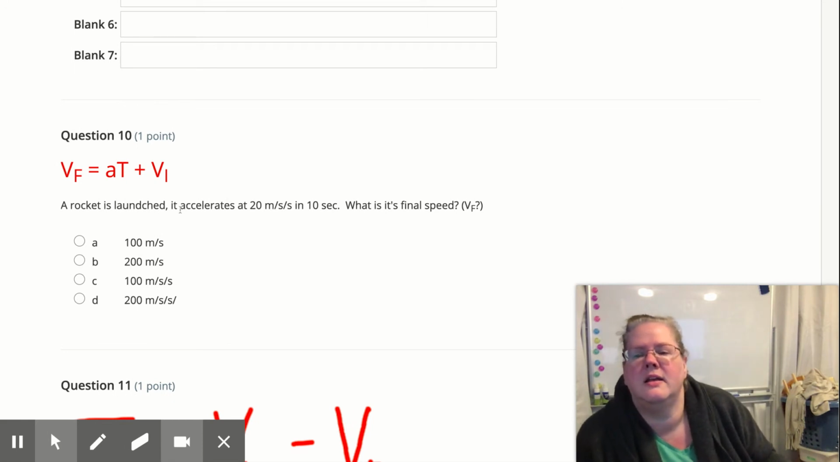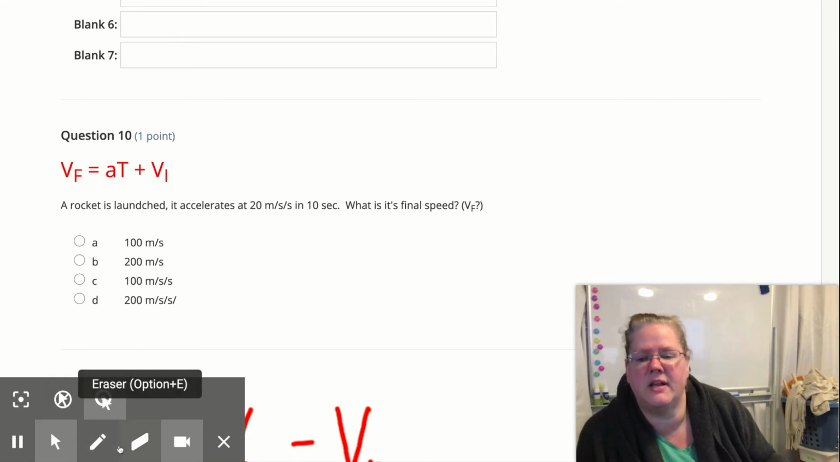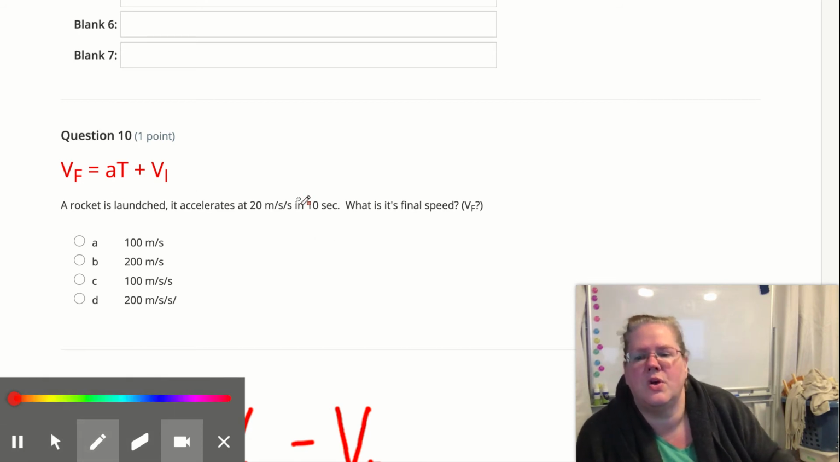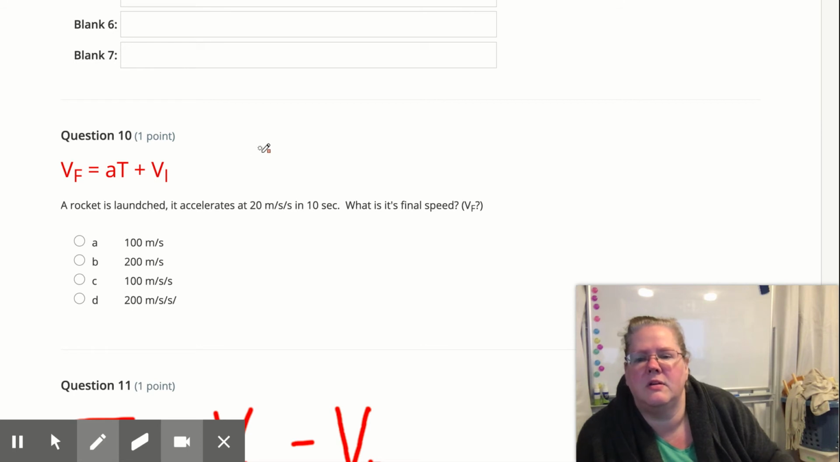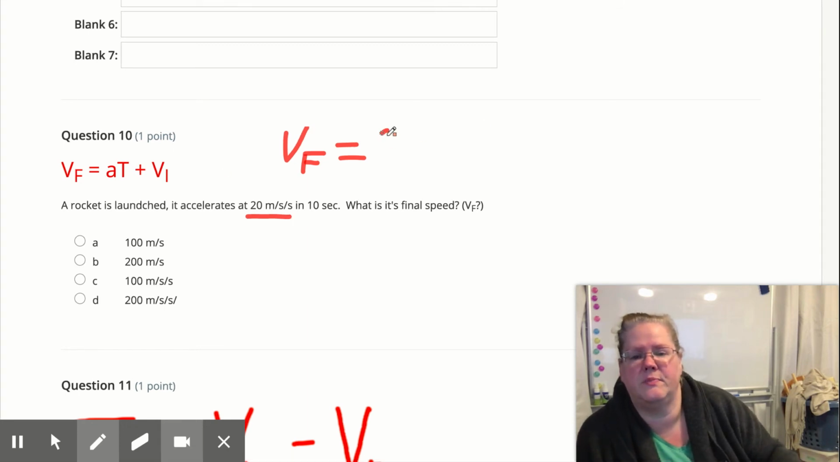So a rocket is launched. It accelerates at 20 meters per second in 10 seconds. What's its final speed? What's the final velocity? So I know that I'm going to look for velocity final, and I need to figure out what to substitute in. Well, a rocket is launched with an acceleration of 20 meters per second per second. That's my acceleration.